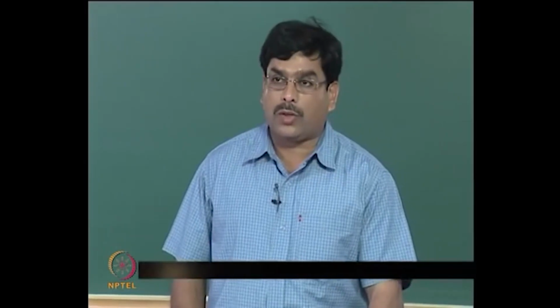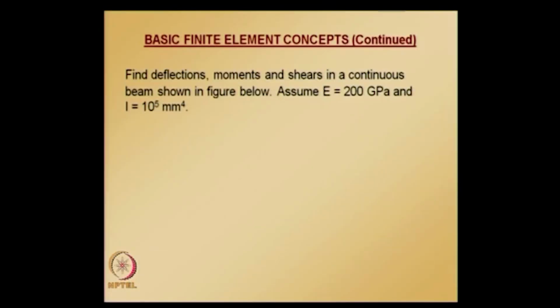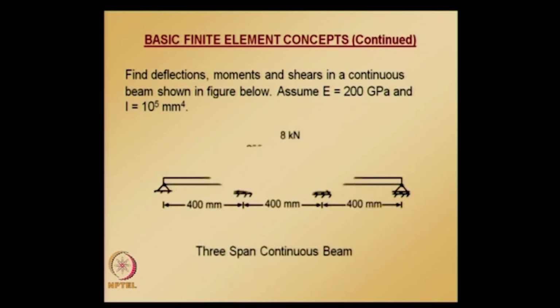So now we are ready to solve an example. Let us take a simple example. Find the deflections, moments and shears in the continuous beam shown in the figure below. Material properties and geometrical properties of the section of the beam are given. It is a 3 span continuous beam and each span is of length 400 millimeters, and in the central span an 8 kilonewton point load is applied at the center of the mid span.